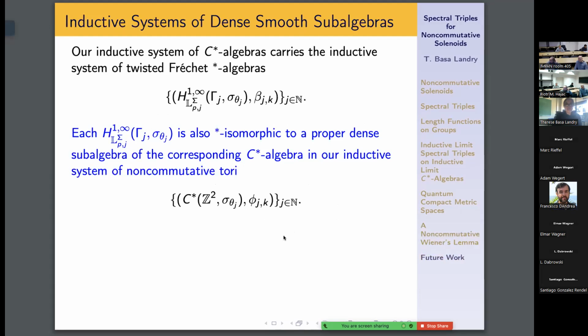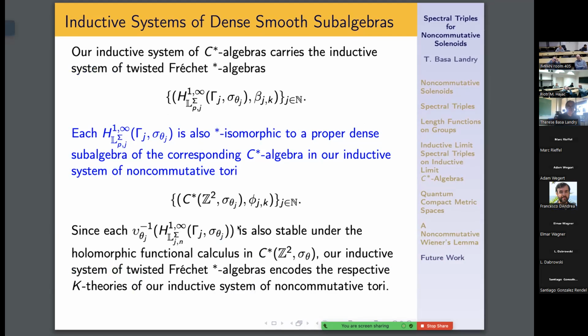And so then maybe another question to ask would be, well, we have our inductive system of C-star algebras corresponding to the inductive system of spectral triples. So we could also consider the inductive system of twisted Fréchet star subalgebras. These are each star isomorphic. So these each capture the K theory of each of these inductive tori.